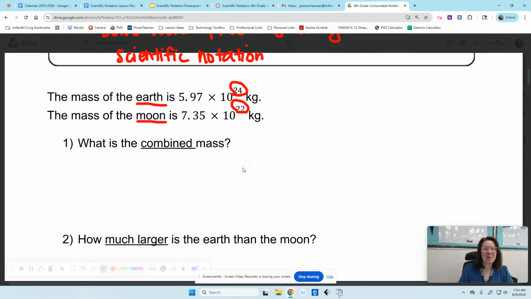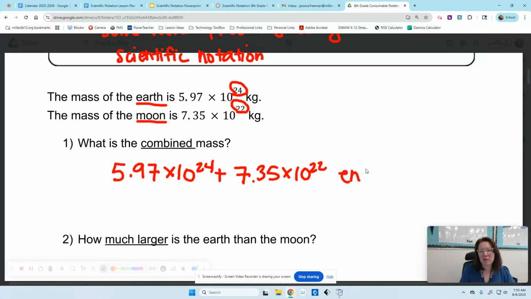Okay? What is the combined mass? Combined means putting them together. Add them together. So in your calculator, you could literally type 5.97 times 10 to the 24 plus 7.35 times 10 to the 22, enter, or equal sign, and that'll tell you. So when it says combine or total or anything like that, we add.